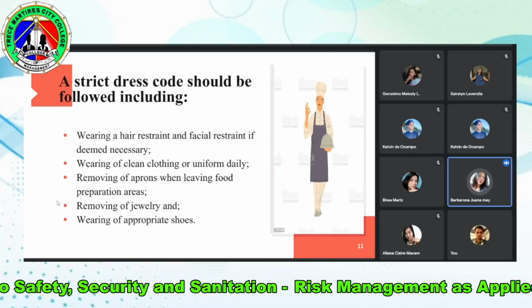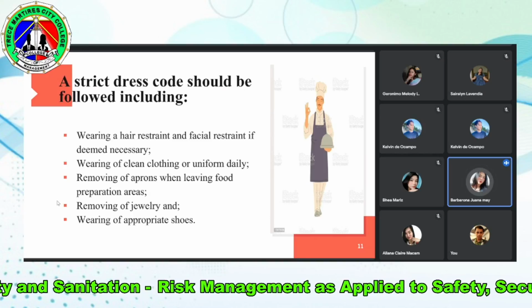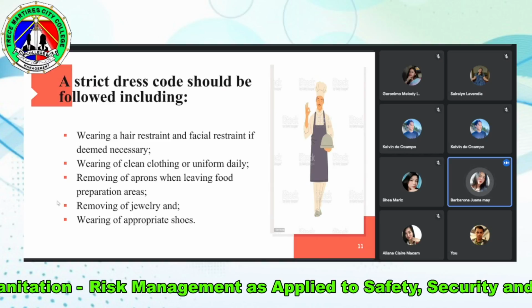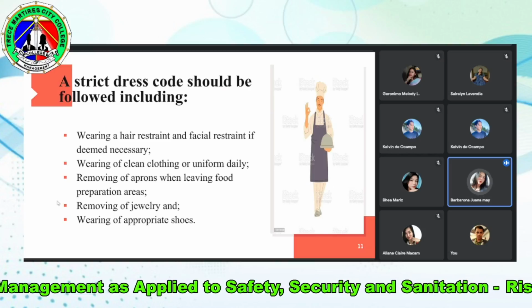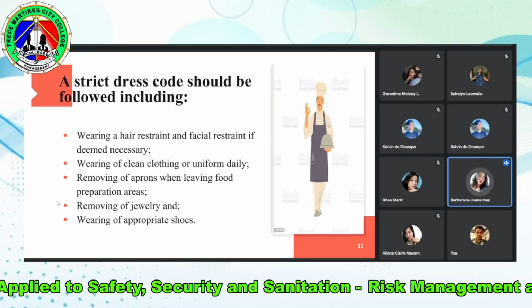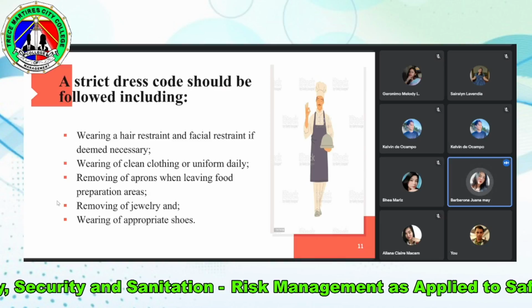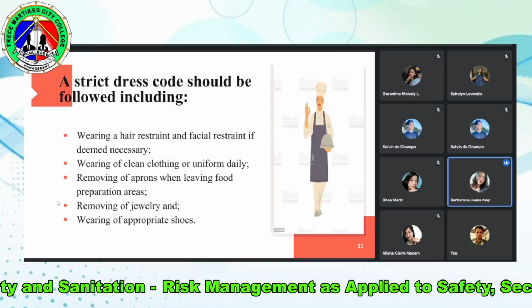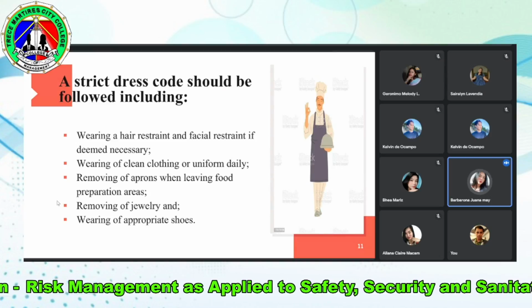Then the next one, removing of jewelry. Mahalagang wala po tayong suot na jewelry sa ating katawan, lalo na kung magluluto po tayo, para sa pagkilos natin, hindi abala sa pag-aayos. At posible din po kasi na mapunta sa pagkain. But if ever tapos na for cooking, you can wear it back naman po. So yon. The next one po is wearing of appropriate shoes.